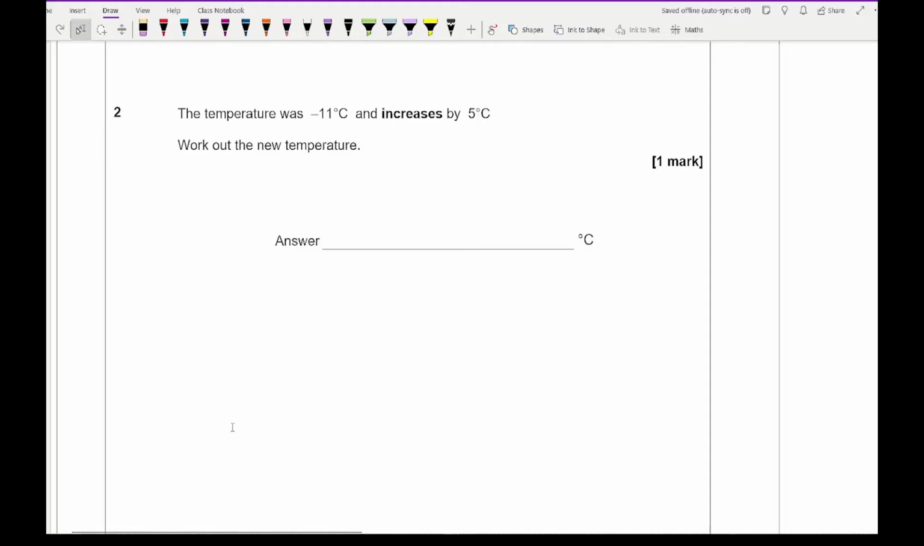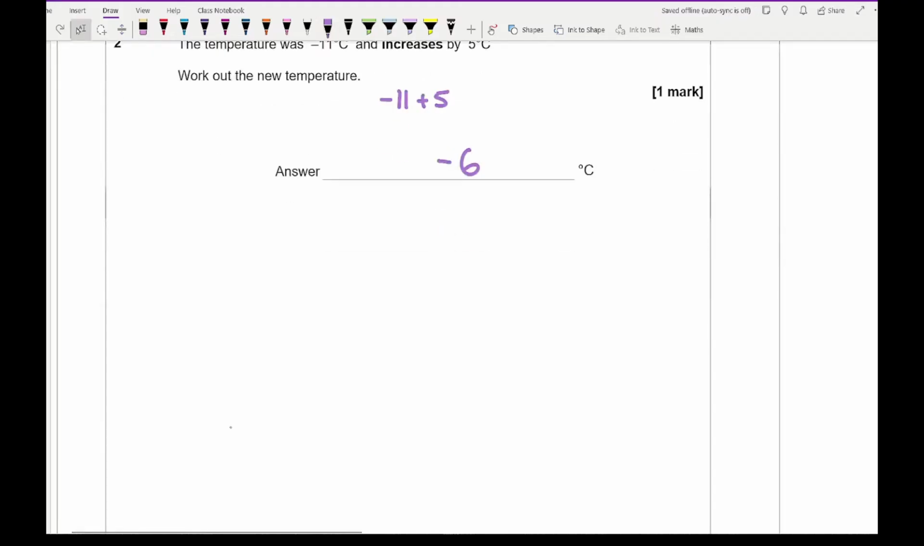Question 2, it says the temperature was minus 11 degrees centigrade, increases by 5 degrees centigrade. Work out the new temperature. So for this, we just need to do minus 11 plus 5, which gives us the answer of minus 6.